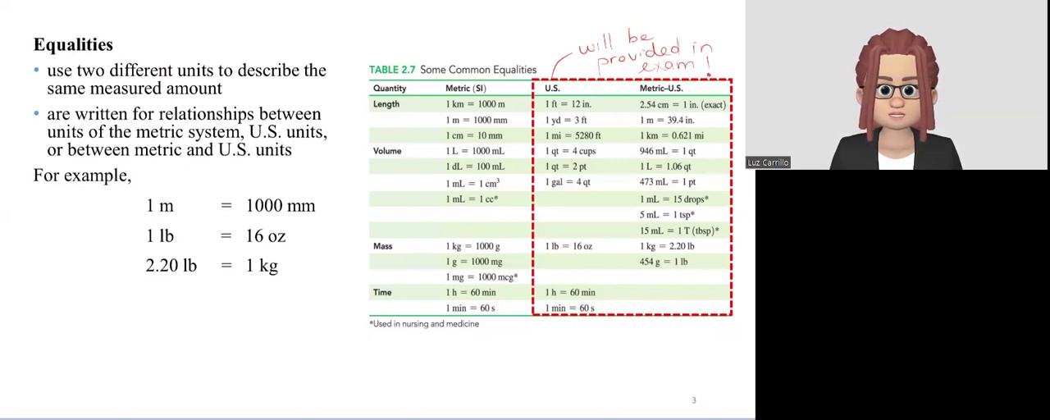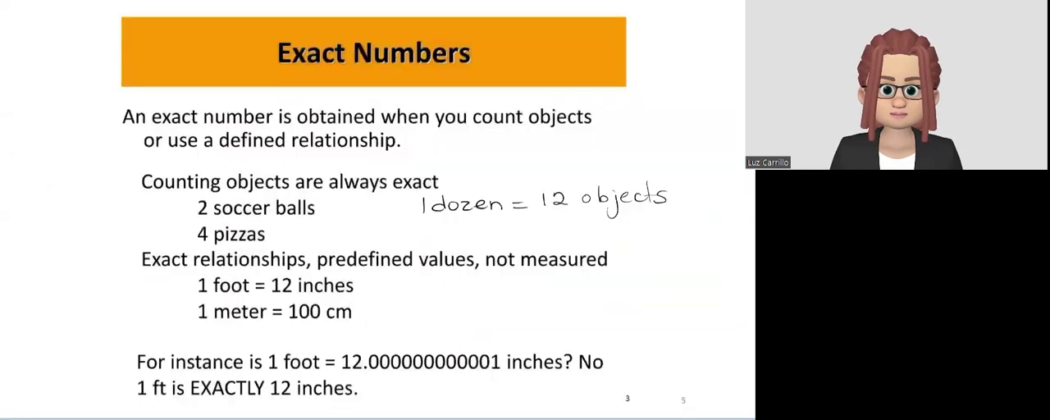In addition to these types of equalities, which are known as equalities based on a definition, we can also have equalities that are obtained by counting objects. Any of these equalities are known as exact numbers. An example of an equality when you count objects can be when we describe that 1 dozen equals 12 objects.